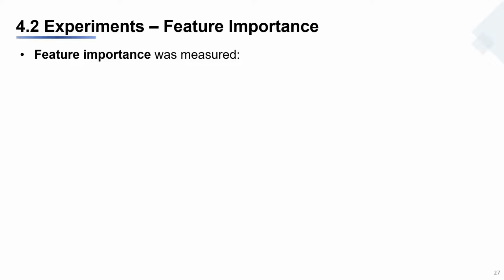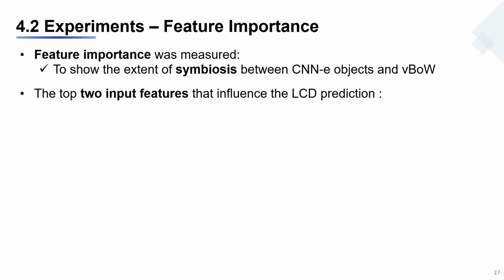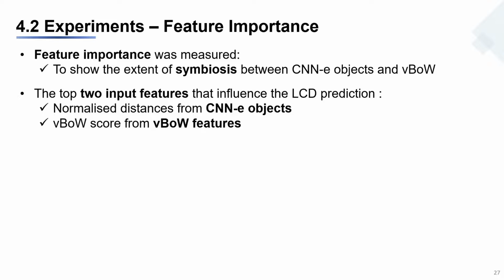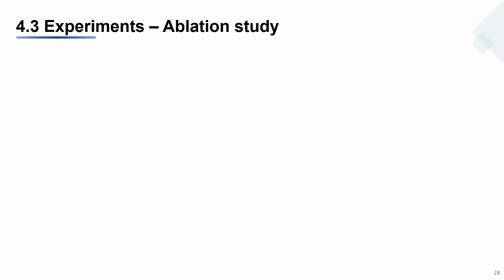We have measured feature importance to show the extent of symbiosis that exists between CNN-extracted objects and visual bag of word features. And the result shows the top two input features that influence the loop closure predictions are normalized distances from CNN-extracted objects and visual bag of word score from visual bag of word features. With a combined percentage of 58%, we can see the two input features provide major influence over loop closure prediction.